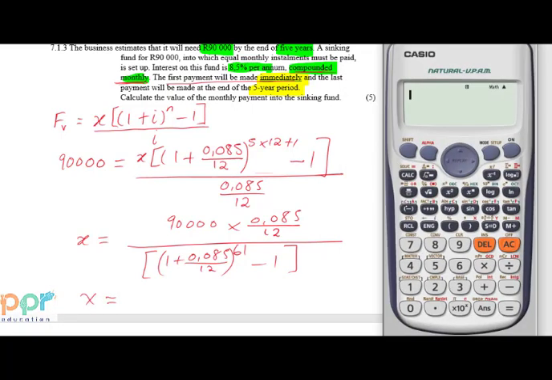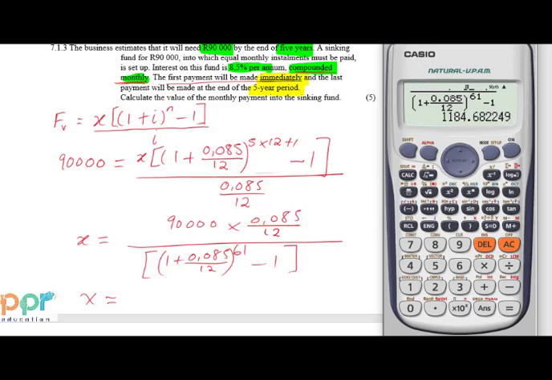Then now calculate and see what it is. I've got 90,000 multiplied by 0.085, all divided by 12, divided by 1 plus 0.085 divided by 12, all raised to power 61, minus 1.